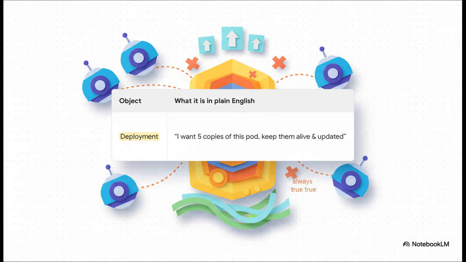I love this definition because it's exactly how you should think about it. You don't tell Kubernetes, hey, create a pod, and then, okay, now create another pod. No, instead, you just make a declaration to the deployment. You say, this is the state I want. I want 5 copies of this app, and it's your job to make sure that's always true.